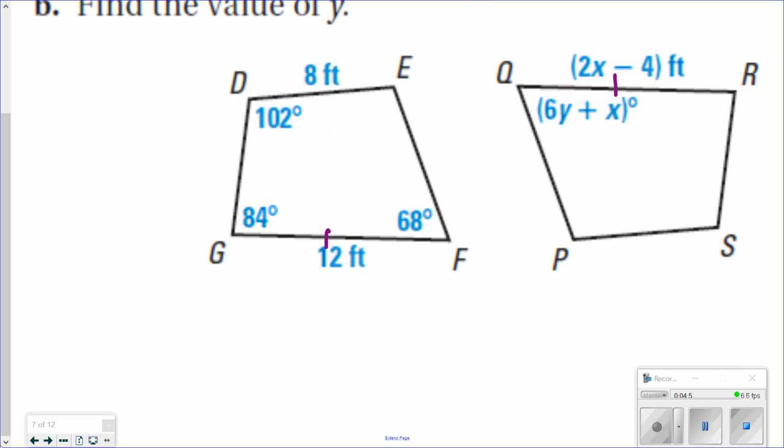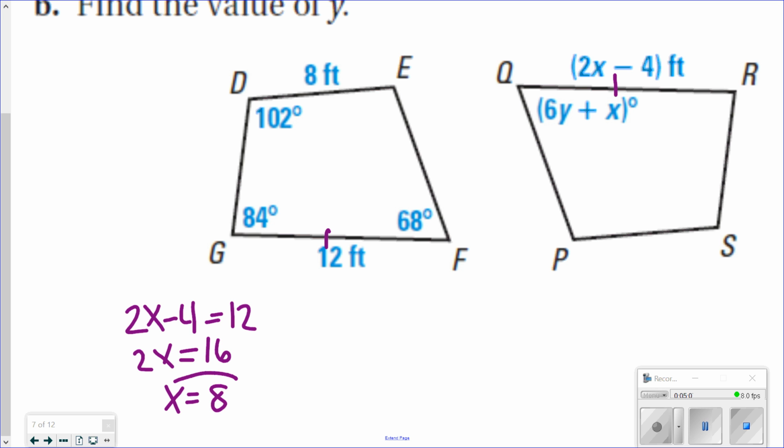So if they're congruent, I'm just going to set them equal to each other. So 2x minus 4 is equal to 12. I'm going to add 4 to each side. So 2x is equal to 16, which means x is equal to 8.